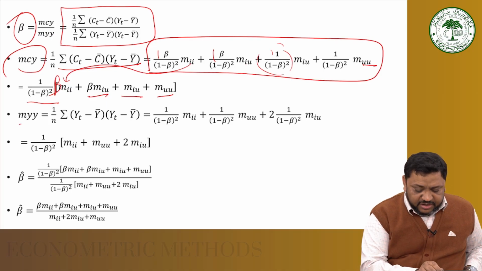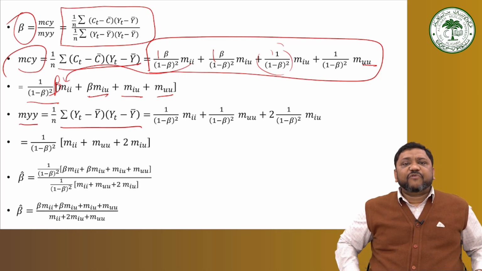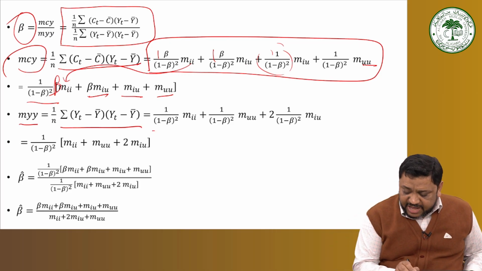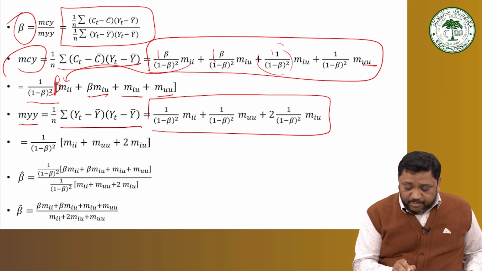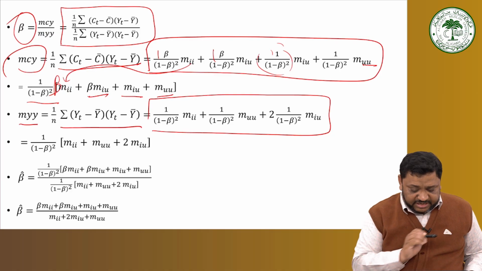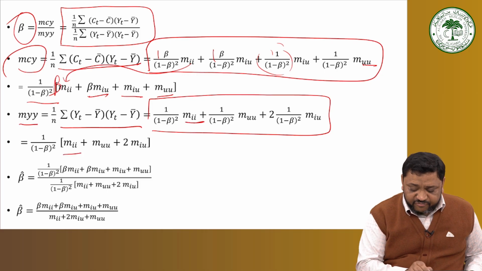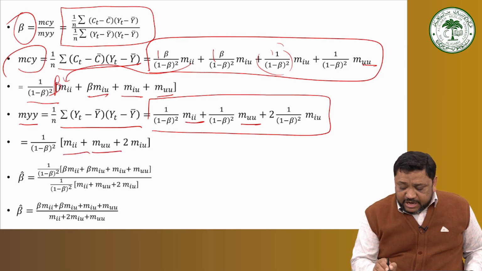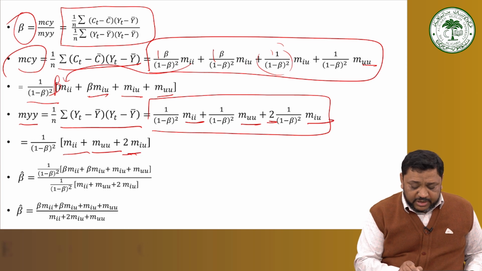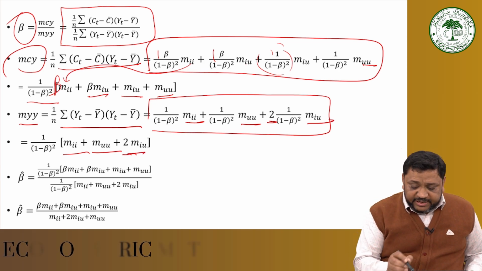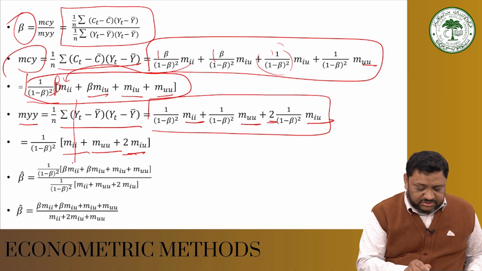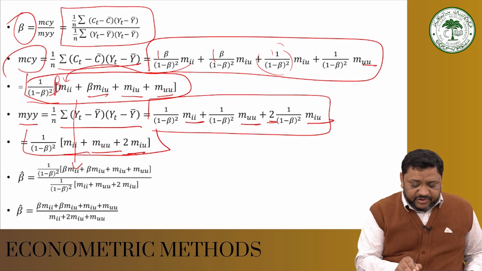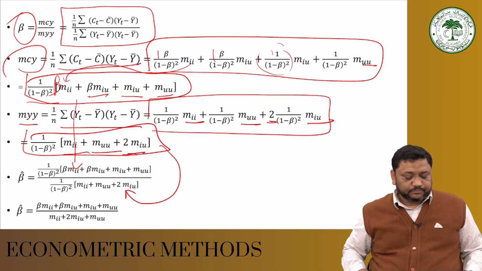Similarly, for myy, it is nothing but 1 upon n summation yt minus y bar whole square. So we have just now derived the equation for it. Again, I take common 1 upon 1 minus beta square. So here it is coming 1 upon 1 minus beta square. I am writing outside in the bracket m11 plus m22 plus 2 miu. Now, the denominator term is this.